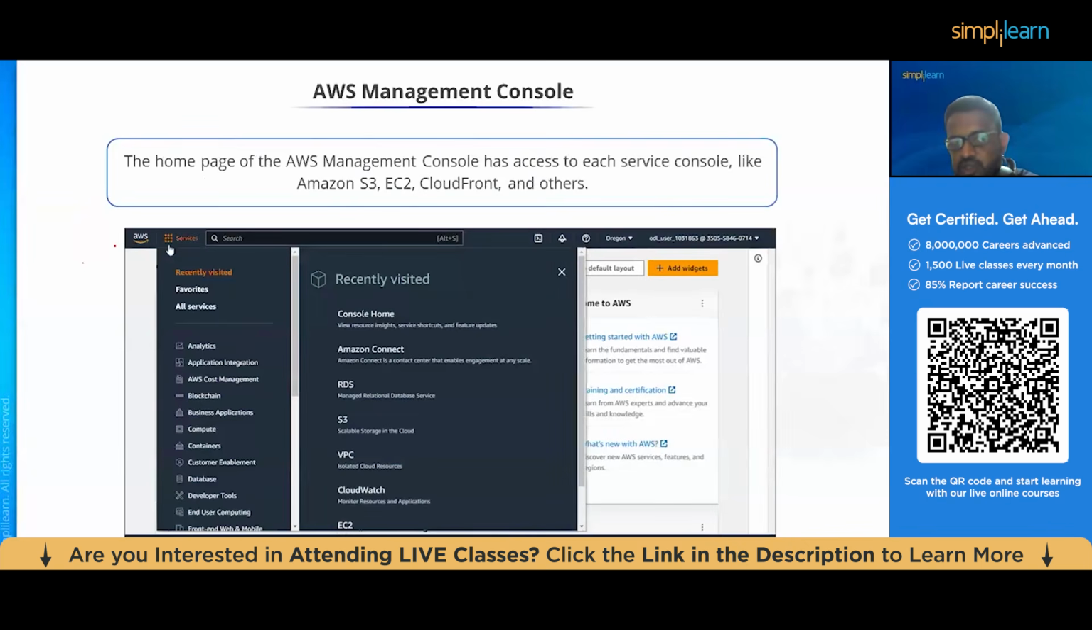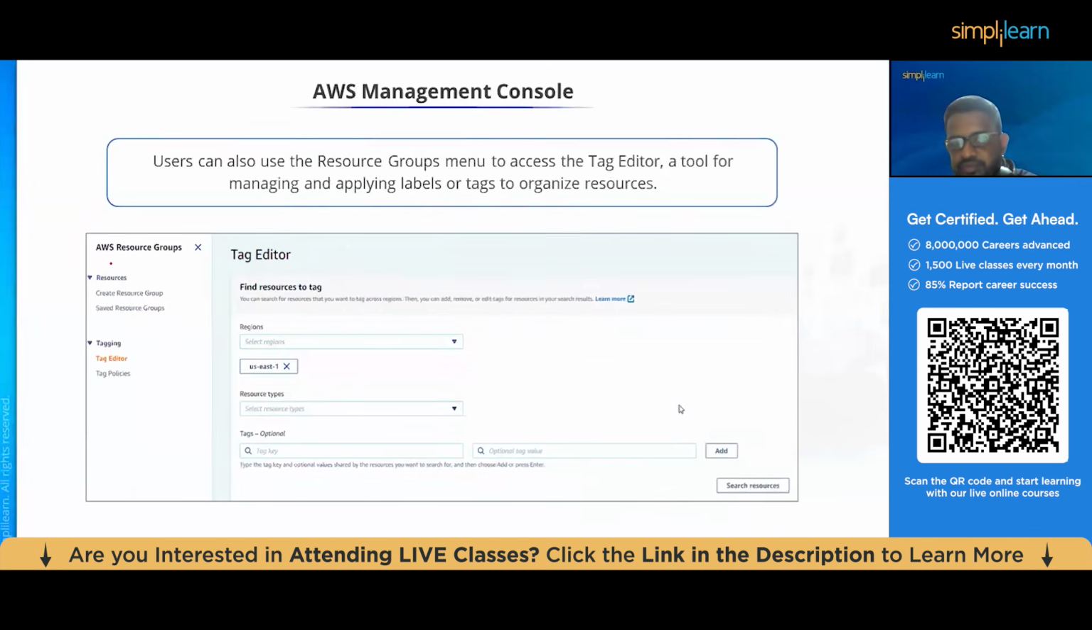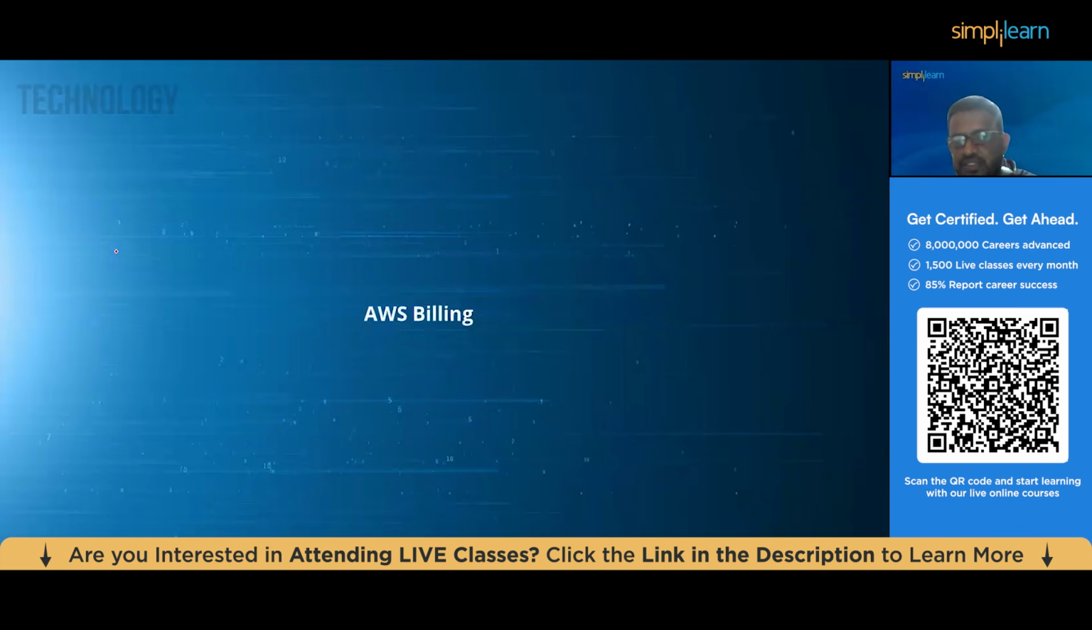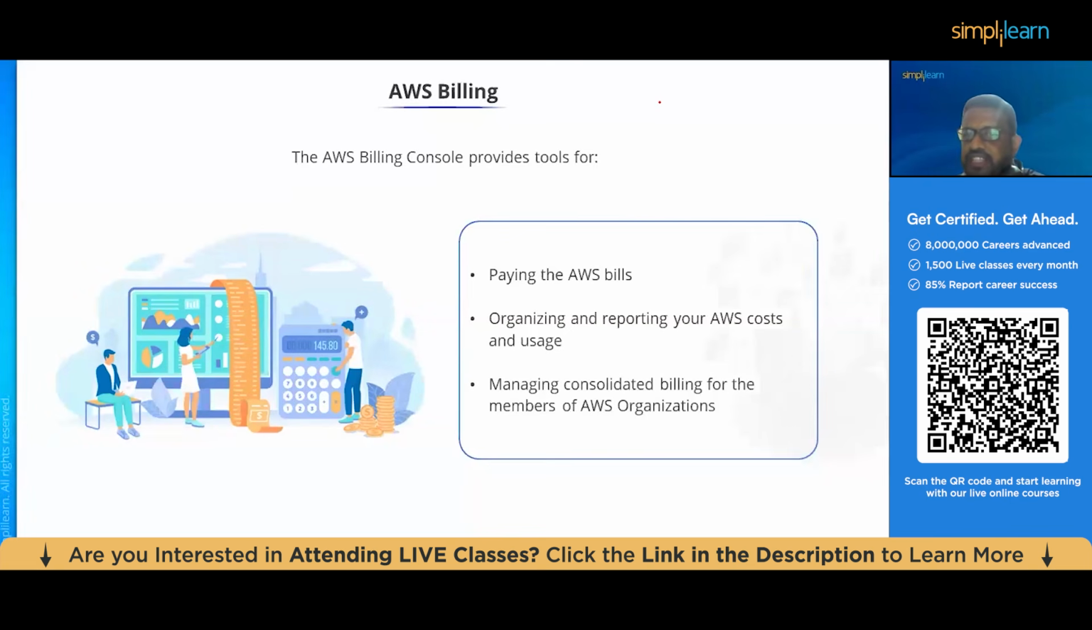AWS management console, we are already done. These are the slides. AWS billing also, just now we completed in the slides. So what is AWS billing? It is where I'm going to pay the AWS bills. What I showed you in the billing section is where I can organize and report your AWS cost and usage, managing the consolidated billing for the members of an AWS organization.